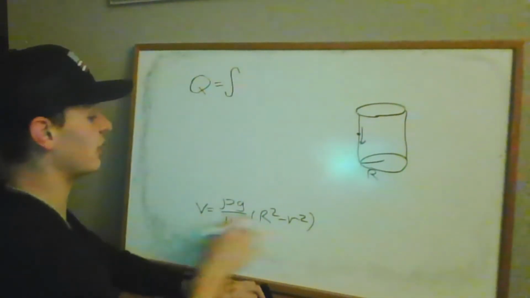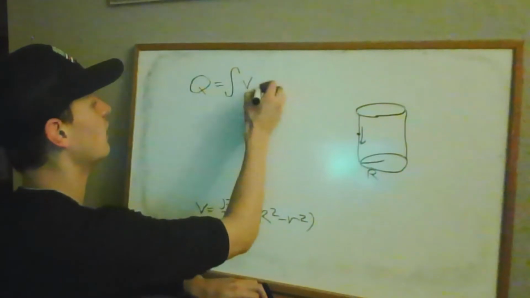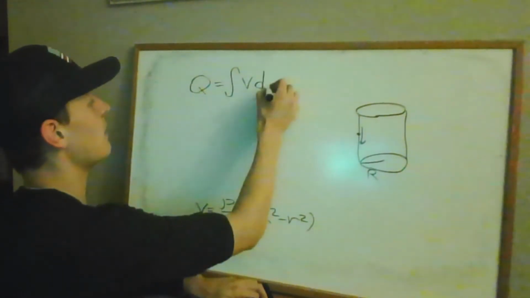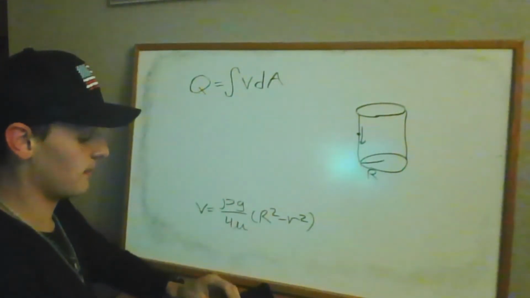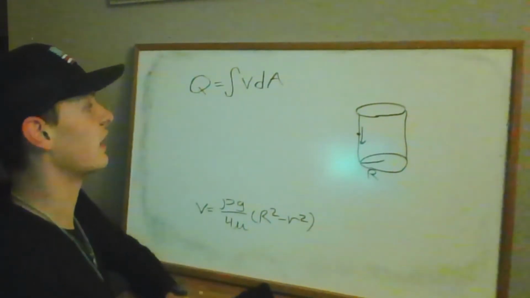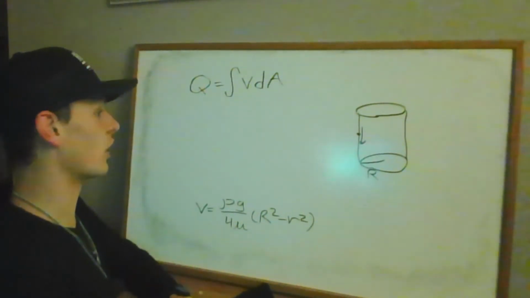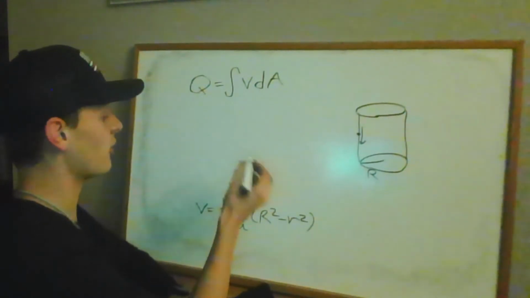And of course, our velocity depends on the radial position as the velocity multiplied by the differential change in area. Okay? Now, what would that look like for us? This isn't too hard to imagine. We've done something like this before, I believe.